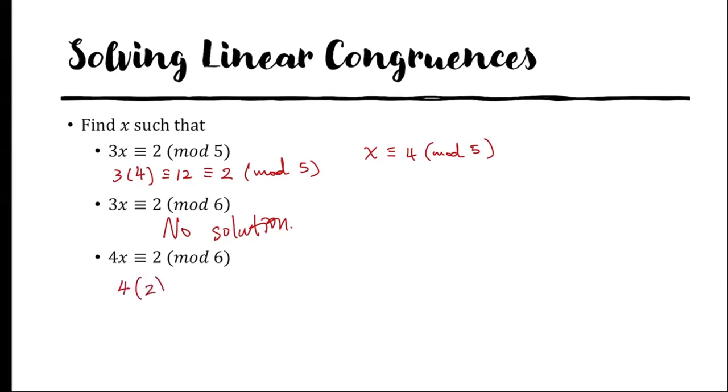If people say 2, let's check. 4 times 2 gives you 8. 8 mod 6 gives you 2. So 2 works. Anything else? Did we try all the numbers between 0 and 5 yet? So we know 2 works. Is there any other number that works?